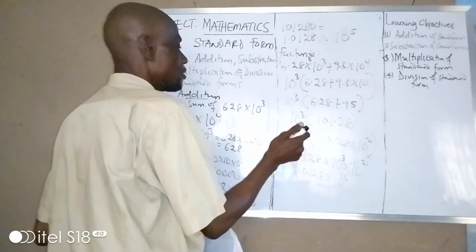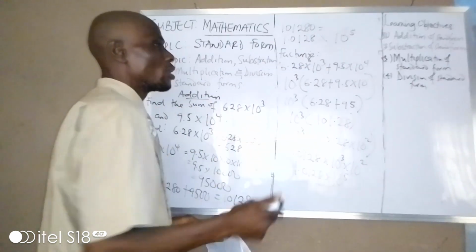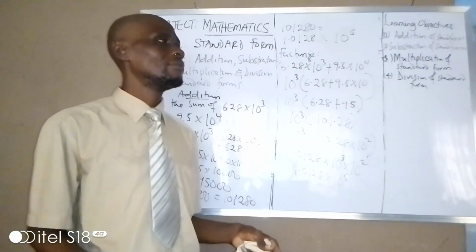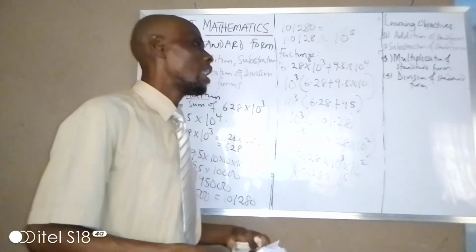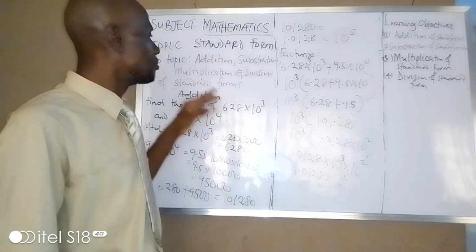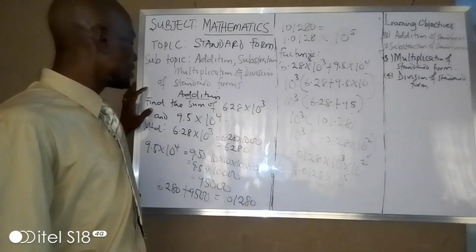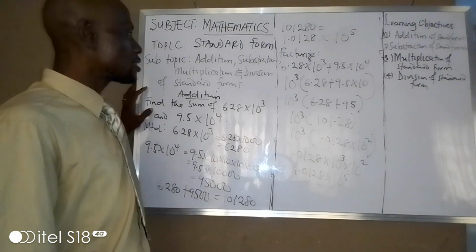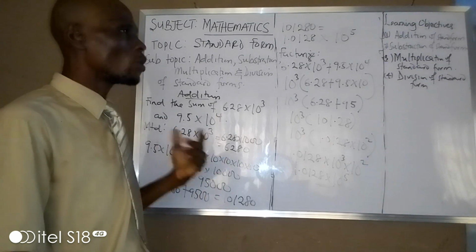You can see that we got the same thing for this one. So you can either use the factorization method or the conversion method. That's what we are saying. So having said that, you are able to add your standard form numbers together.